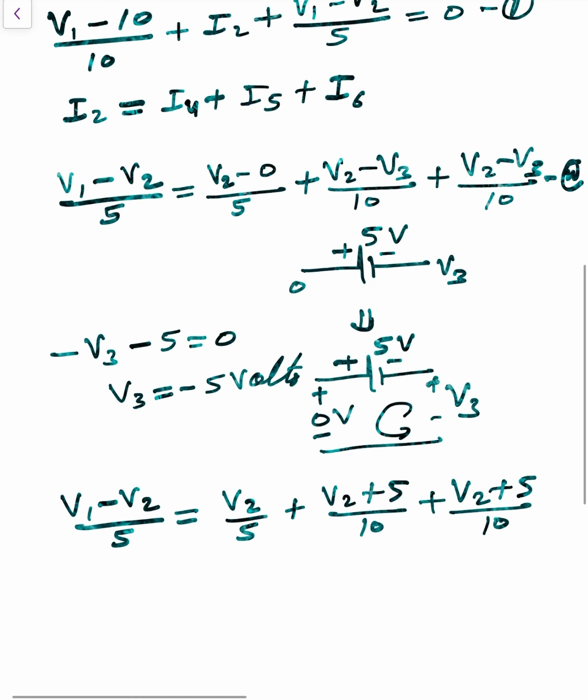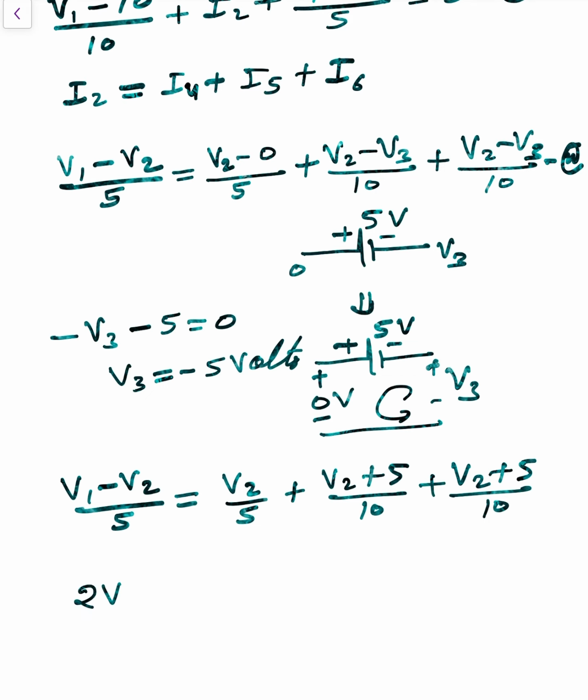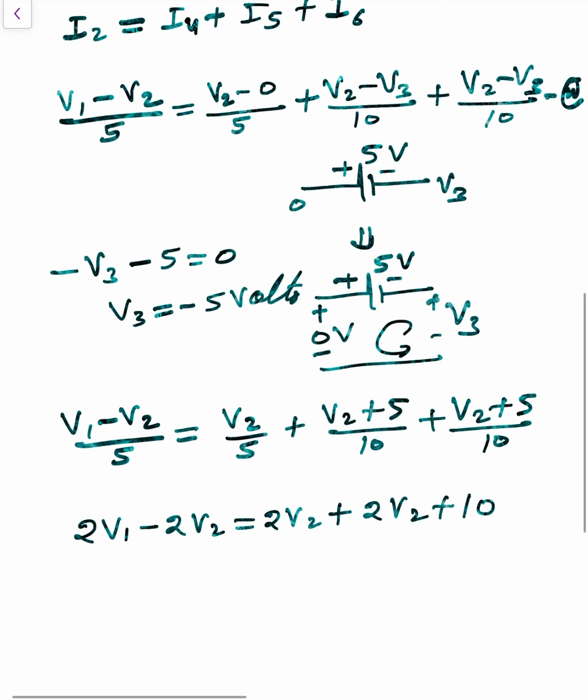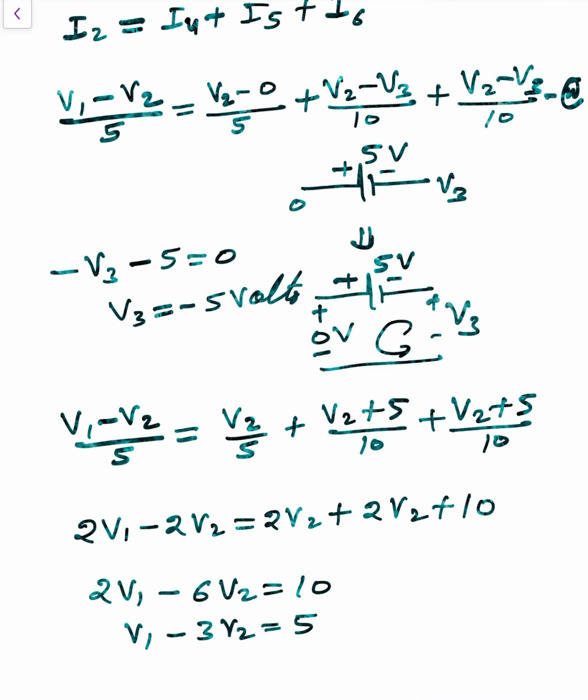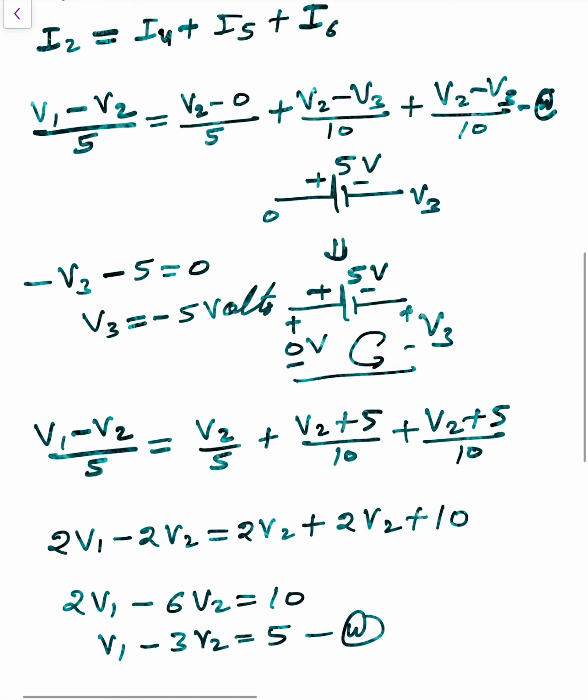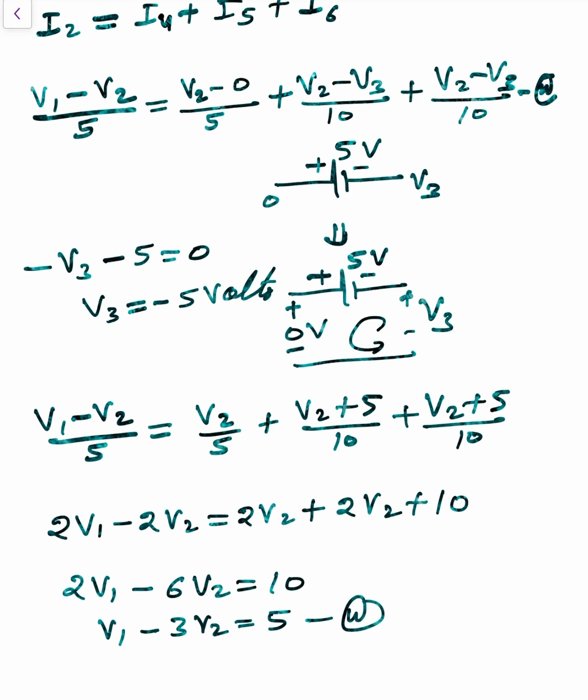Okay. So if you multiply by 10 on both sides, we get 2V1 minus 2V2 equal to 2V2 plus 2V2 plus 10. Okay. Now 2V1 minus 6V2 will be equal to 10. So V1 minus 3V2 will be equal to 5. Equation number 2. Okay. Clear or not?